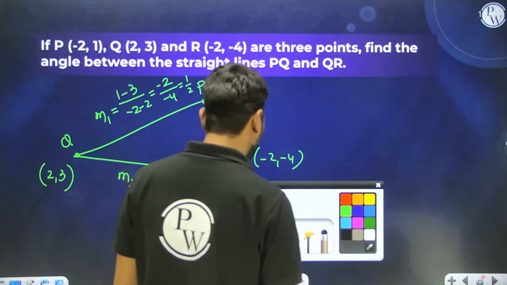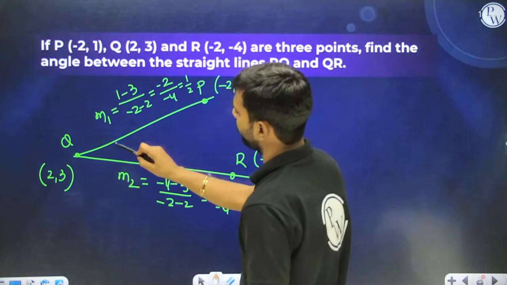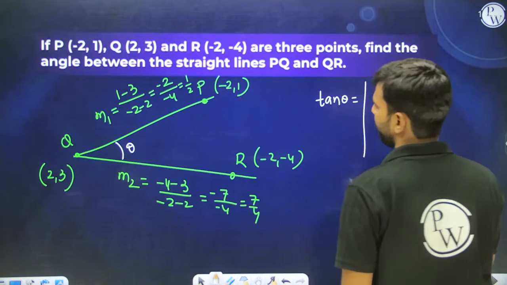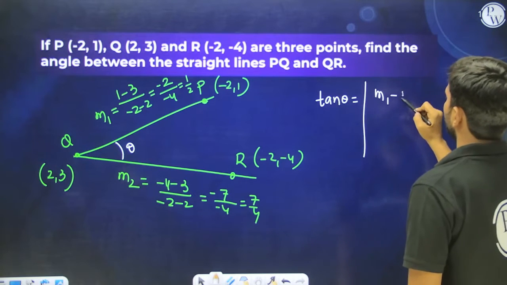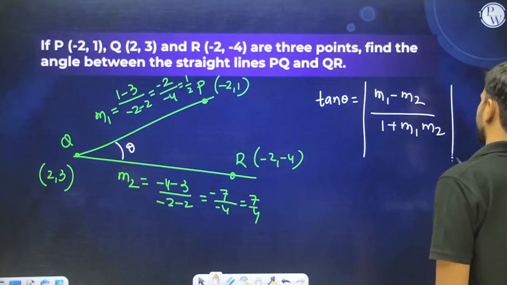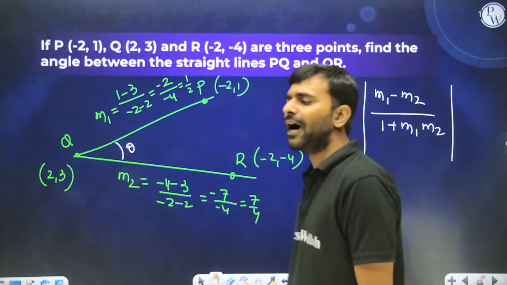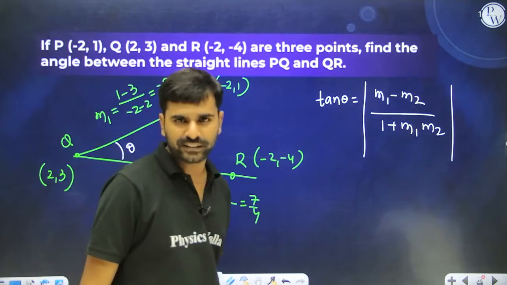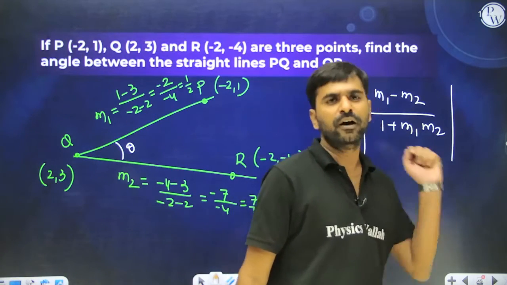Now if we have the values M1 and M2, then the acute angle between the two lines can be written by the formula tan theta equal to mod of (M1 - M2) upon (1 + M1 M2). Just use this formula and find the angle between the two straight lines. As I told you, if out of theta, M1 and M2, two things are given and we need to find the third one, we will be using this formula.